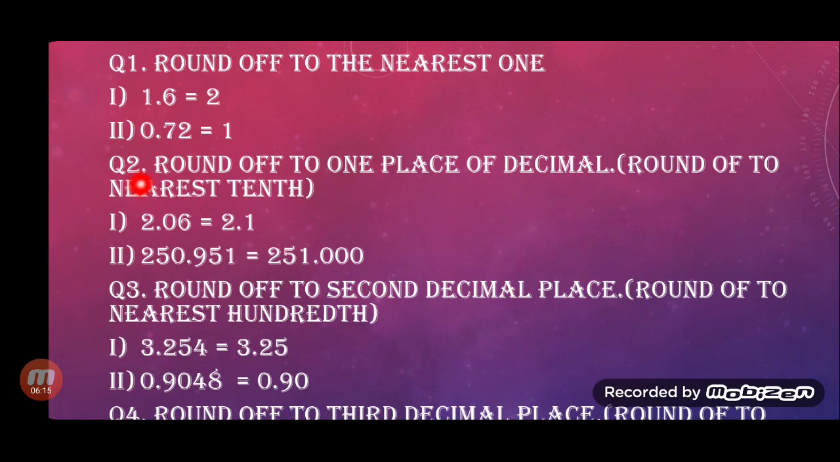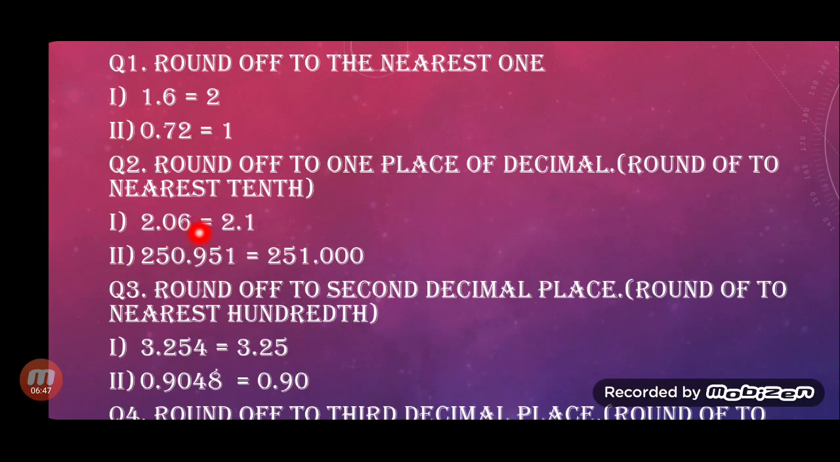Question number 2. Round off to one place of decimal. It means round off to the nearest tenth. Nearest tenth, my dear student. Children, I told you when I was teaching you decimals that before the decimal we have whole parts: ones, tens, hundreds, thousands. But after the decimal we have tenths, hundredths and thousandths. And round off to one place of decimal means round off to the nearest tenth.